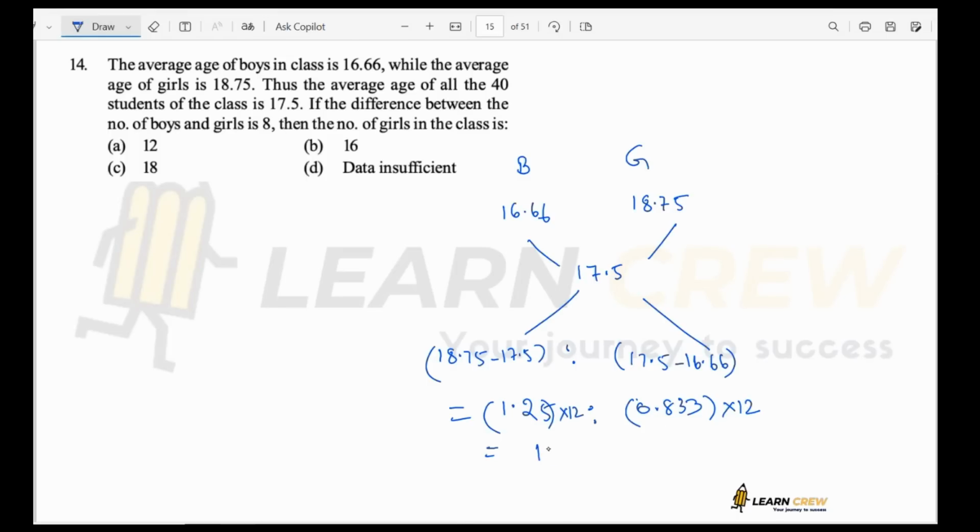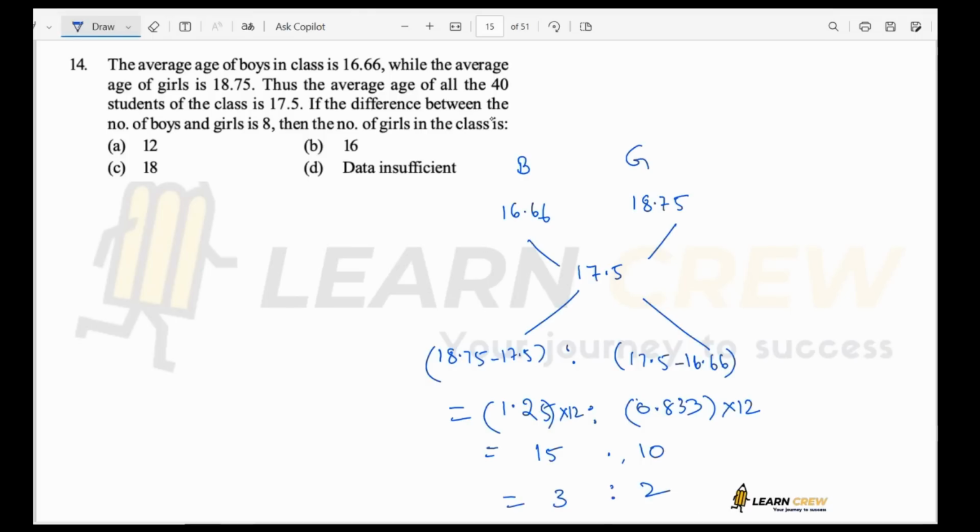1.25 into 12 is 15. 0.833 into 12 is how much? Tell me. 12 into 0.833, how much? It is 10. So what is the ratio here? 3 is to 2.